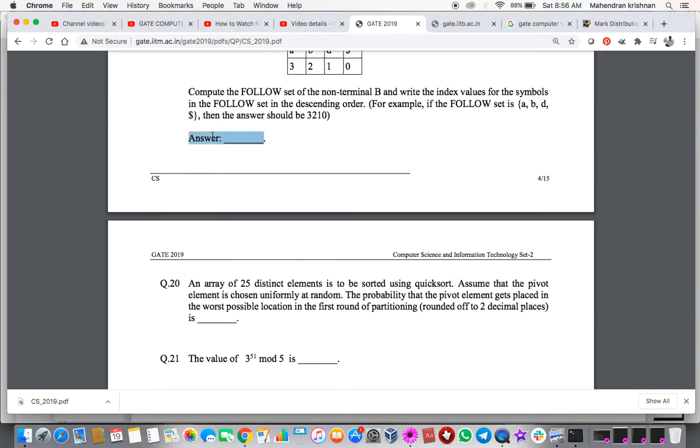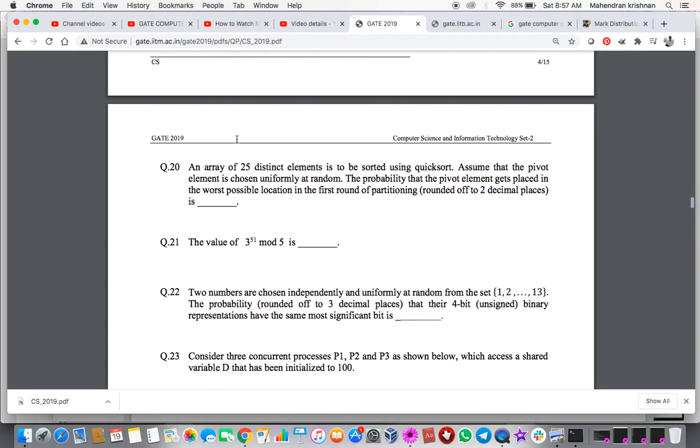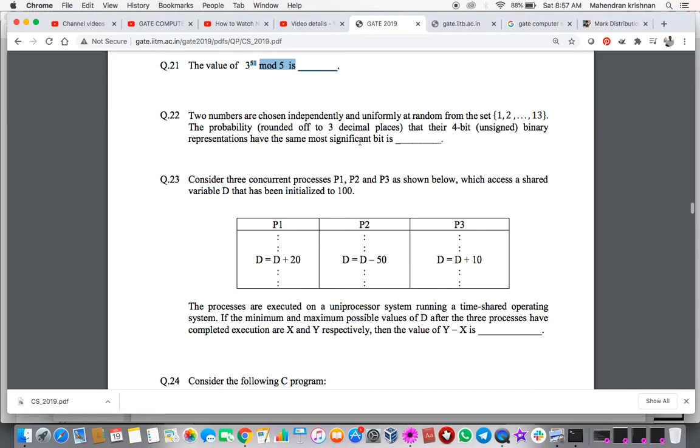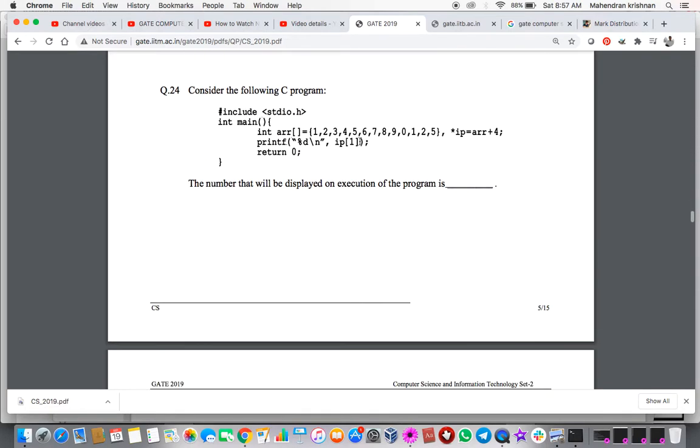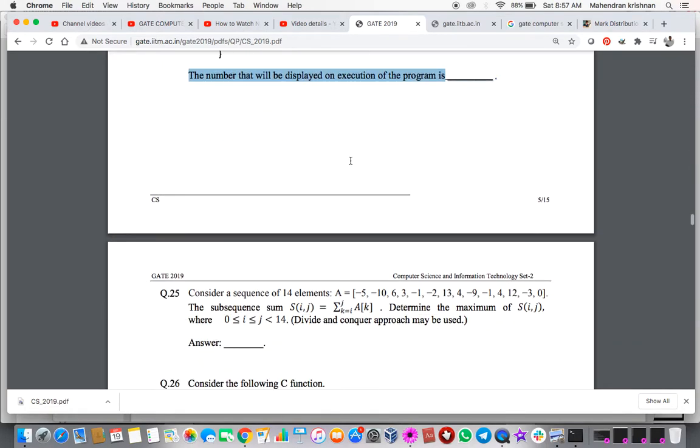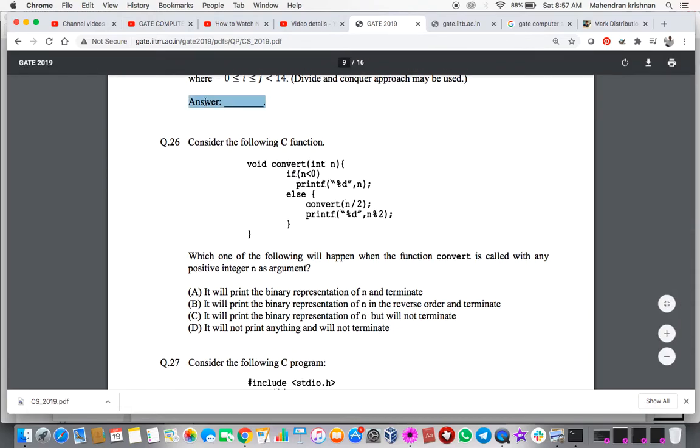The answer would be any numerical value, any real number. It could be any positive, negative, decimal, whole number, any number. So this is also no negative mark, because it's a fill in the blank. No negative marks.